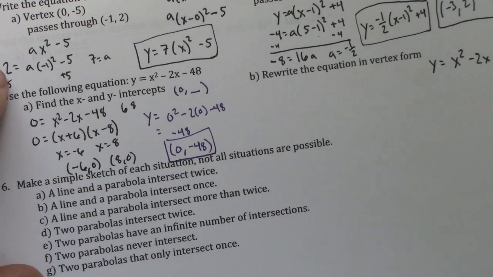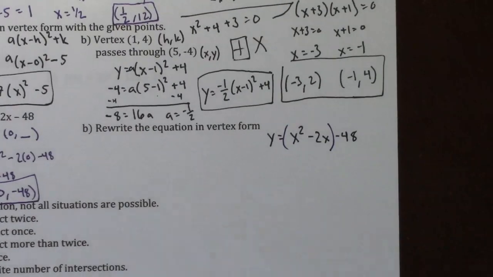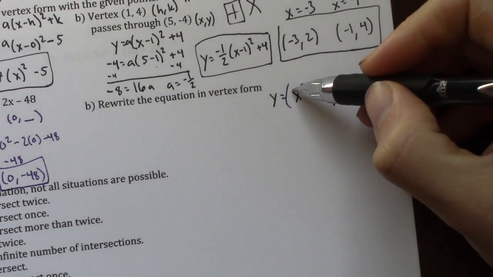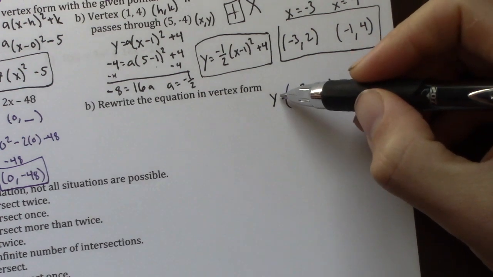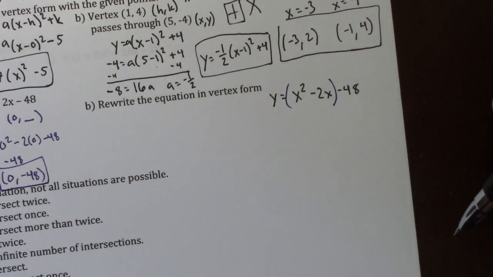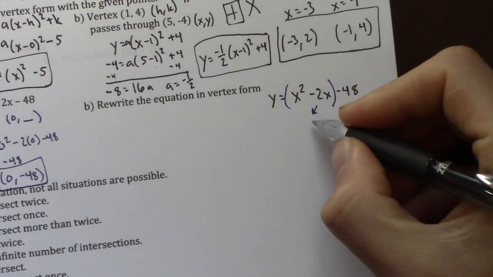So x squared minus 2x minus 48, parentheses around the first two terms. If there were an a value right here in front of x squared, I would need to pull that out in front, but right now there is not. So I'm going to leave it as is. At this point, I'm going to take the number in front of x. That is a negative 2.